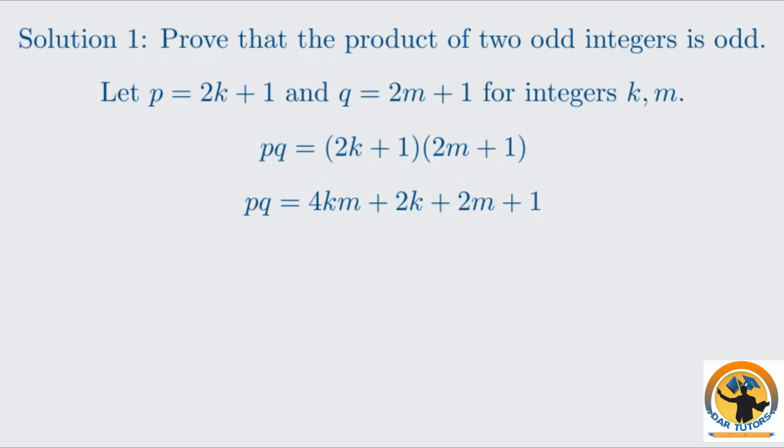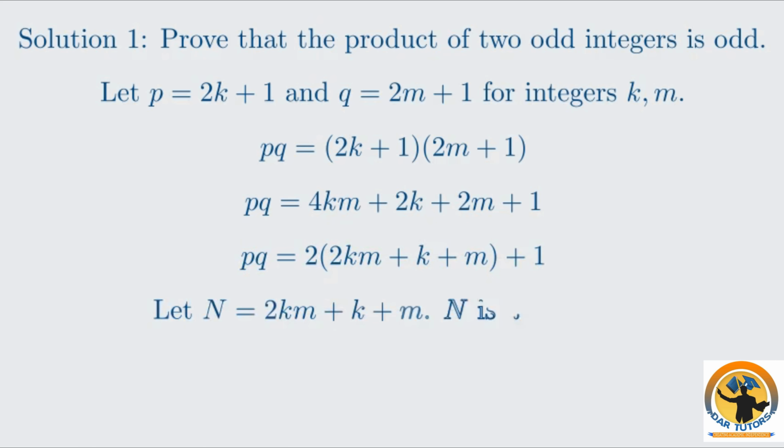We can factor out a 2 from the first 3 terms. This gives us 2 times the quantity 2km plus k plus m, plus 1. Since k and m are integers, the expression in the parentheses, 2km plus k plus m, is also an integer. Let's call it n. So the product is in the form 2n plus 1, which is the definition of an odd integer. The proof is complete.